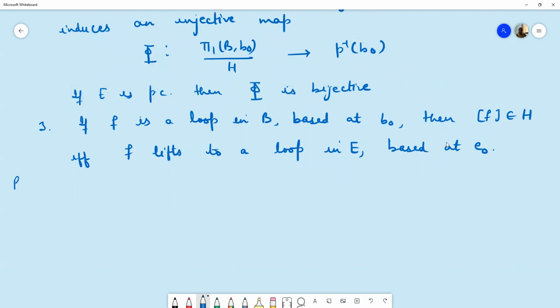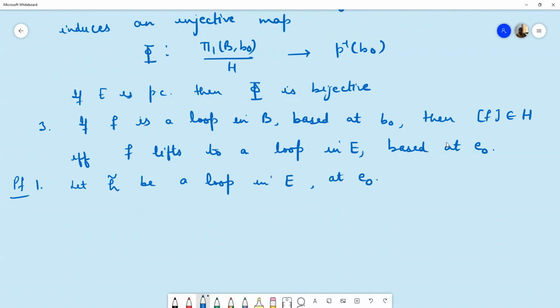Firstly, we prove the first part. In the first part, we have to prove that the homomorphism P star is basically a monomorphism. That means we have to prove only one part. So we have to prove P star is one-to-one. We will prove that the kernel of P star is just the identity element. So we will take a loop h tilde. So let h tilde be a loop in space E based at point e0.